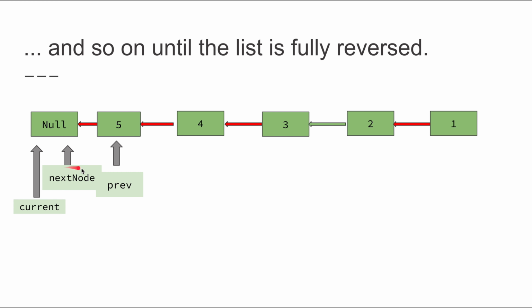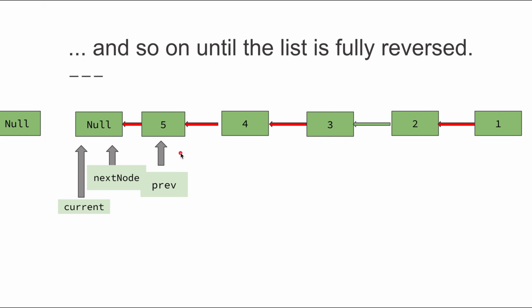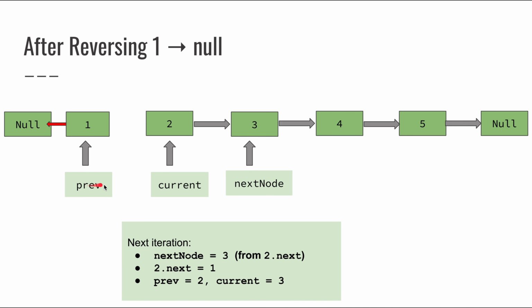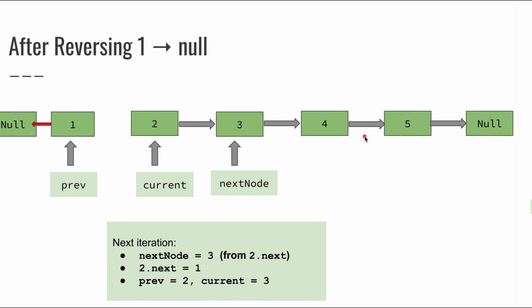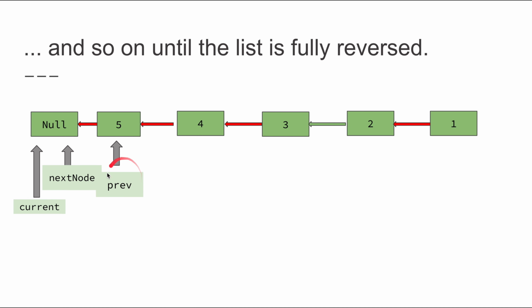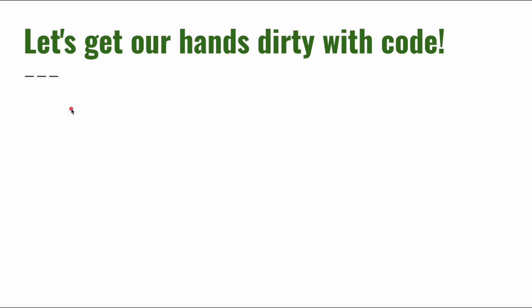So you can see we have all this data here. Like previous will be at 5, because if you observe, previous is moving, right? So it will keep moving till the 5th here, and this part will be already reversed, right? And so previous is at where? At 5, and from previous, 5 dot next is null. Then we will stop. Why? Because current and next node is null now, right? So let's get our hands dirty.